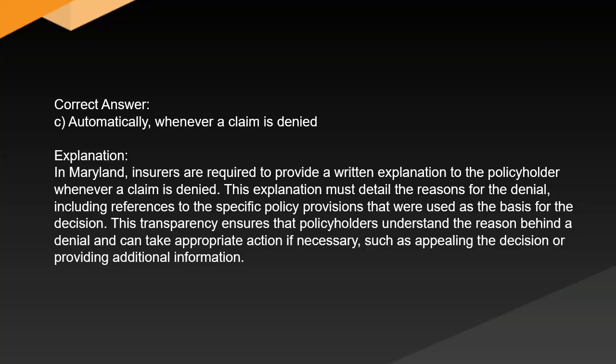Explanation. In Maryland, insurers are required to provide a written explanation to the policyholder whenever a claim is denied. This explanation must detail the reasons for the denial, including references to the specific policy provisions that were used as the basis for the decision. This transparency ensures that policyholders understand the reason behind a denial and can take appropriate action if necessary, such as appealing the decision or providing additional information.